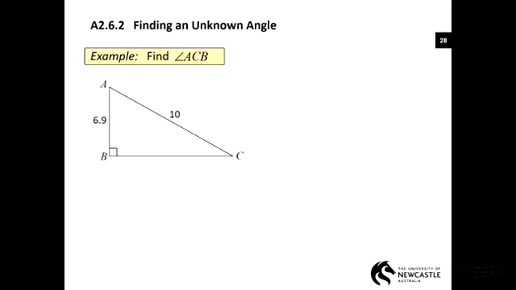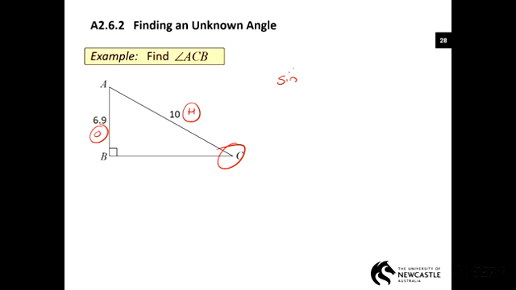Okay, find angle ACB. ACB is that one. So again, opposite and adjacent is just compared to what angle you're talking about. We know that this is the hypotenuse, and compared to this angle, 6.9 is opposite. So we want the one that has opposite and hypotenuse, that's sine. So the first thing I wrote down is sine.